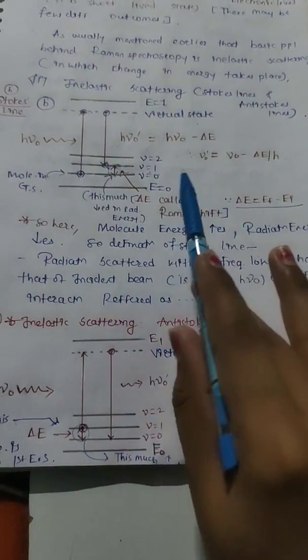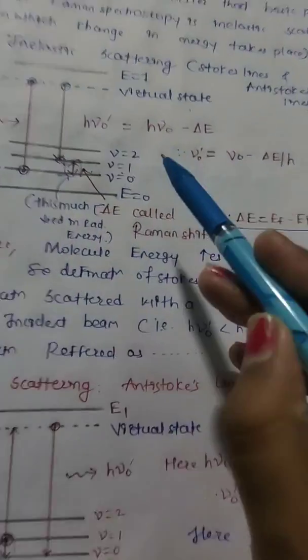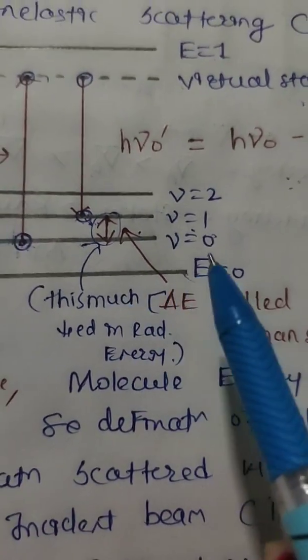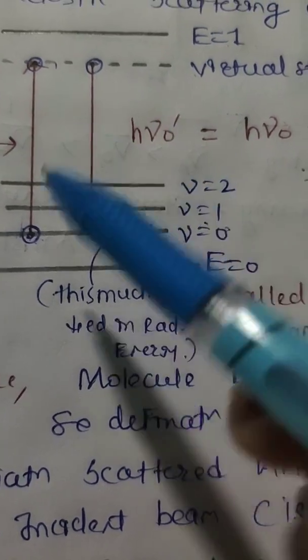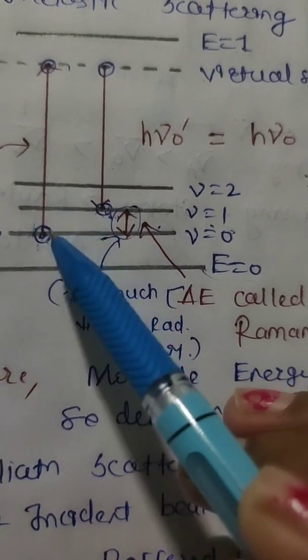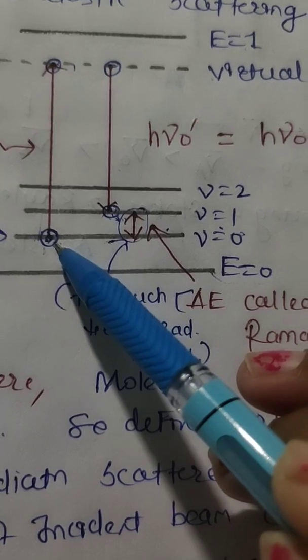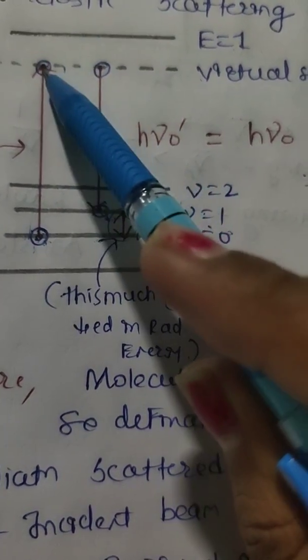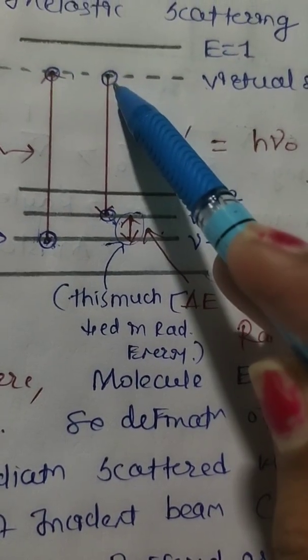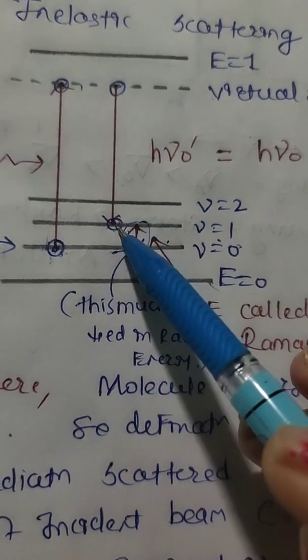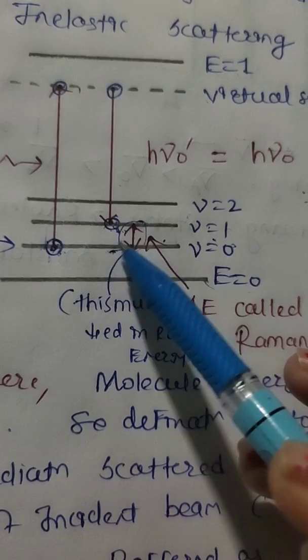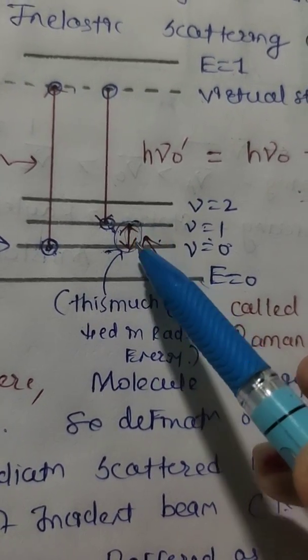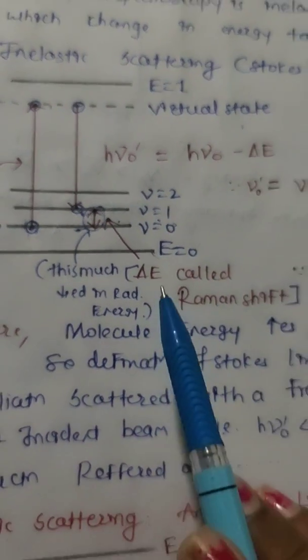So in this case we get the Stokes line, and here we show V equal to 0 to V equal to 1. Again, concentrate here: when we pass radiation, the molecule goes from the ground state to this virtual state, and it again comes back to your first excited level instead of the ground state. This gap is called your Raman shift, denoted by delta E.